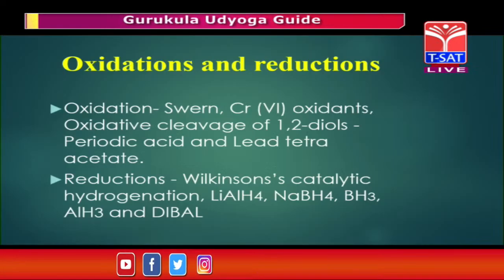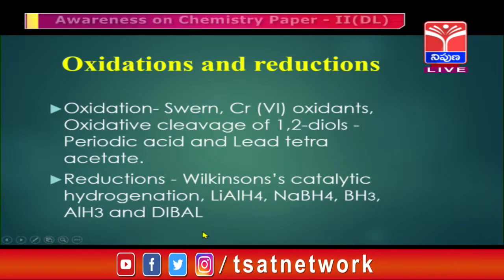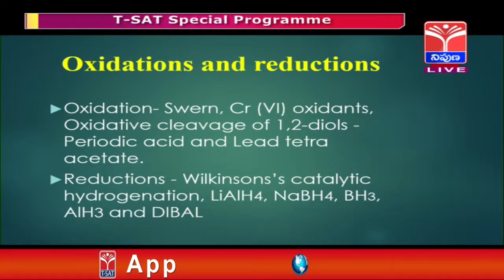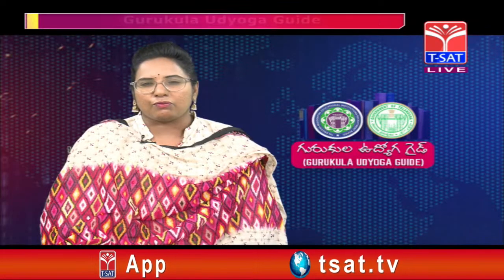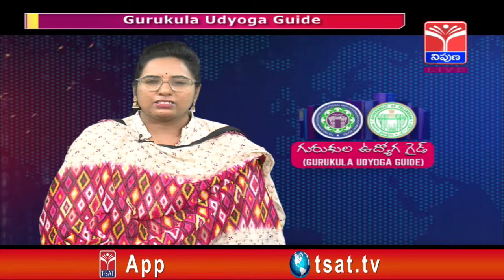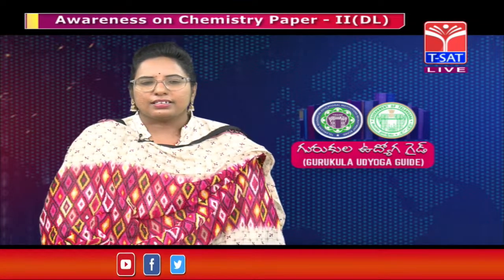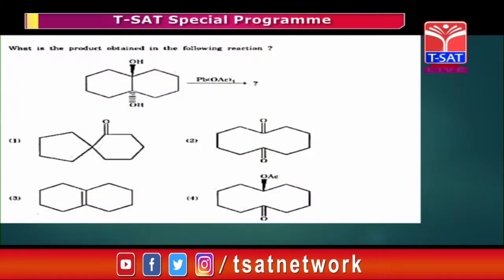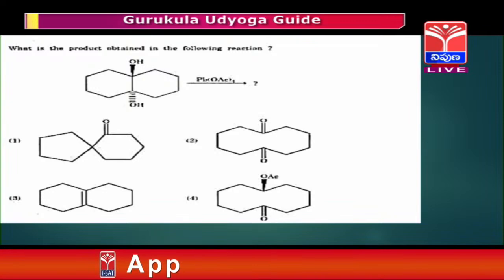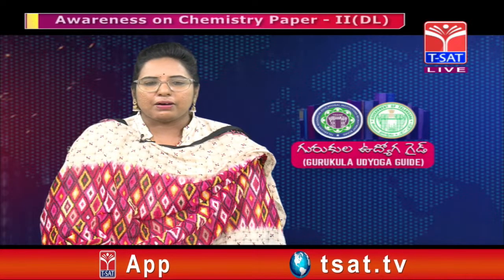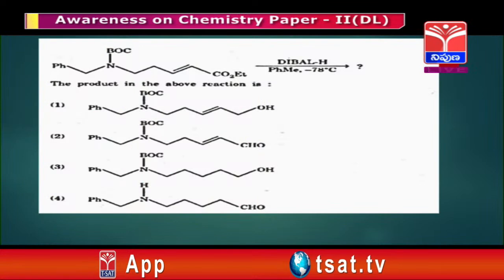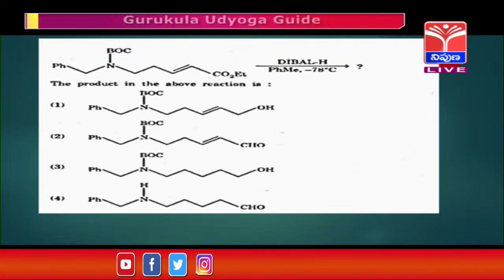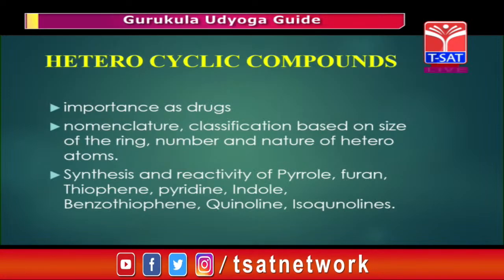Next, oxidation and reductions. In this, we have to learn only chromium 6 oxidants and some particular oxidants that are given. We have to practice the oxidations and the mechanism for that, and for reductions also you have to follow the particular ones. See this, this is lead tetraacetate. It gives cleavage of 1,2 diols, so the second option is the correct answer. Next, DIBAL-H selectively reduces esters, not double bonds. You have to know the property of that particular reducing compound.